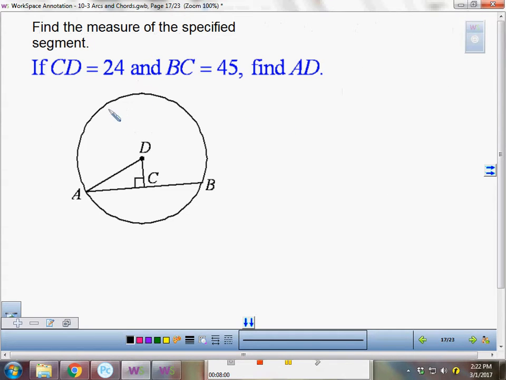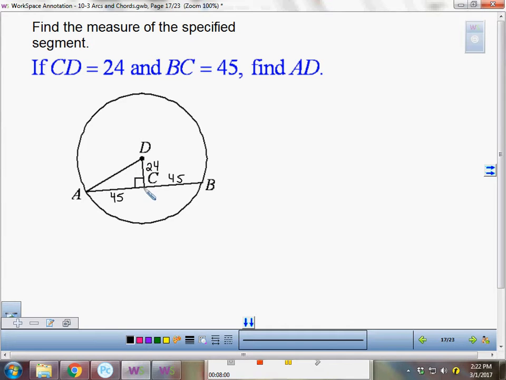All right. If CD is 24 and BC is 45, find AD. So that would be this part right here. Well, I know that this is a chord and this is perpendicular, so therefore it bisects these into two equal pieces. So if this side's 45, that means this side is 45. And then I know that I have a right triangle here.